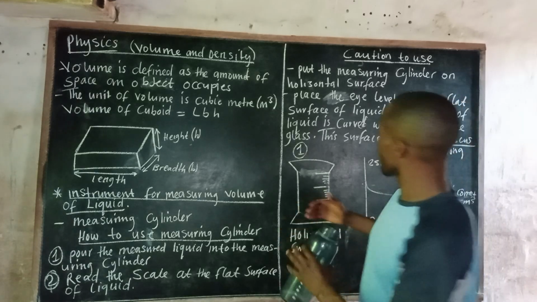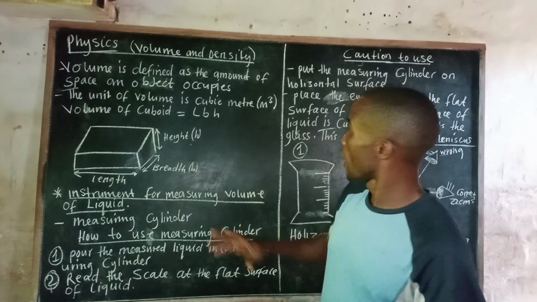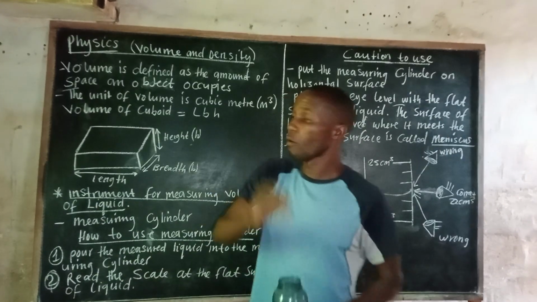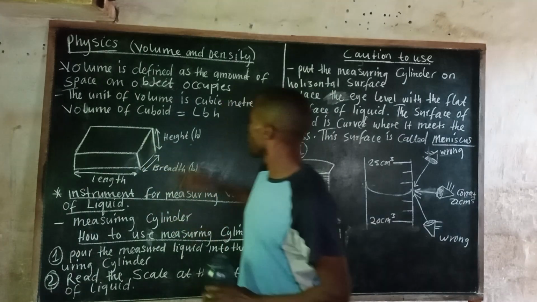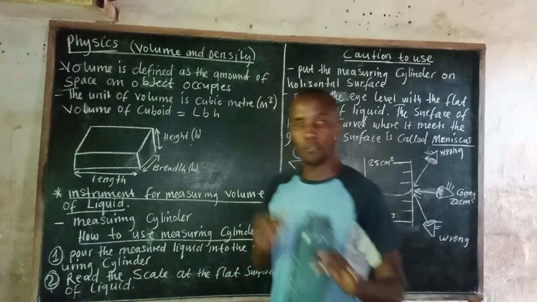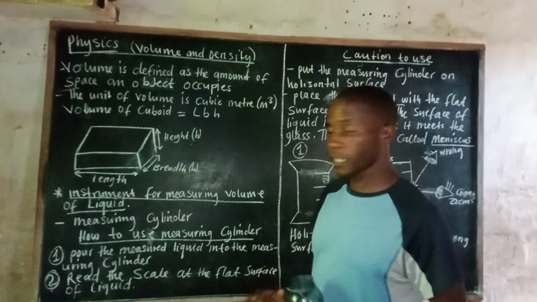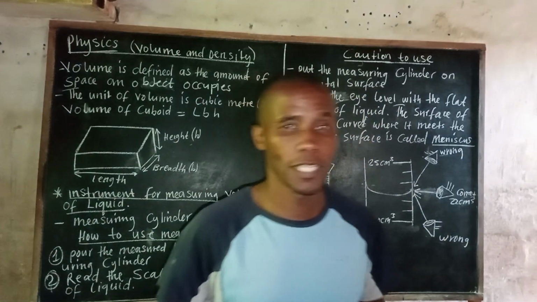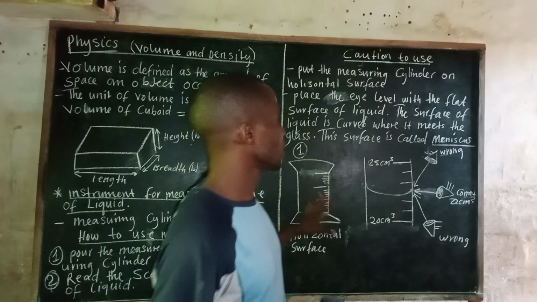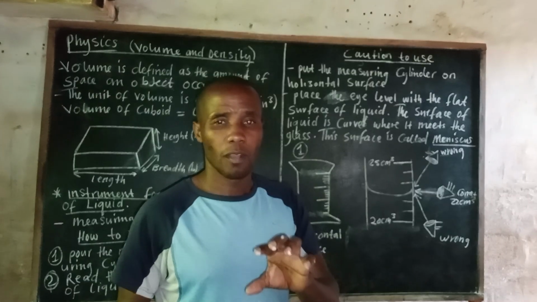So far so good. Today we have looked at 2 things: how you can measure the volume of a definite shape object like the cuboid, you just follow this formula. Then for liquid which has got no definite shape, you are going to use the measuring cylinder. So this is how we go about the measuring of volume.